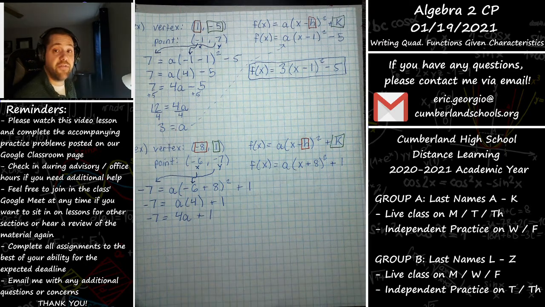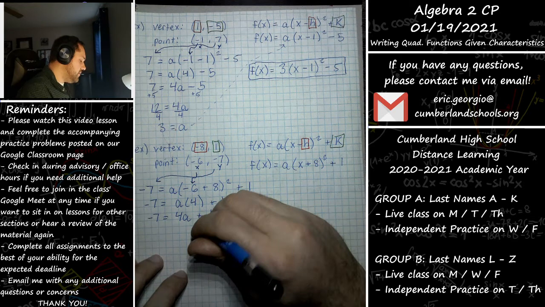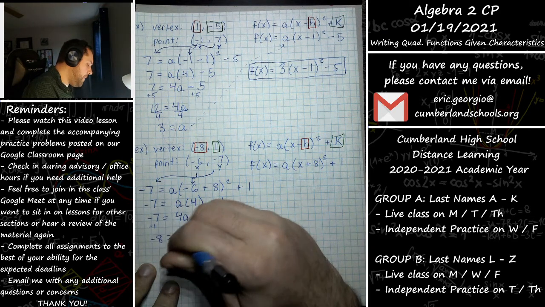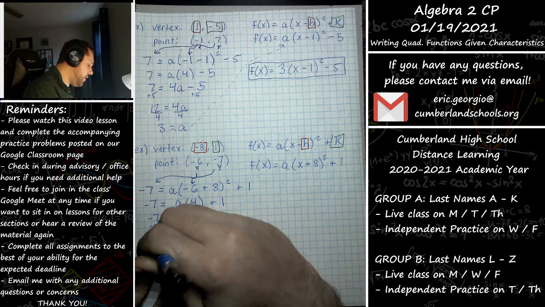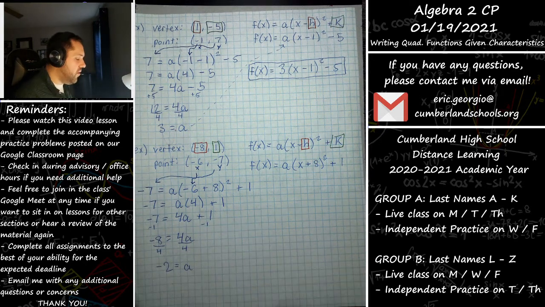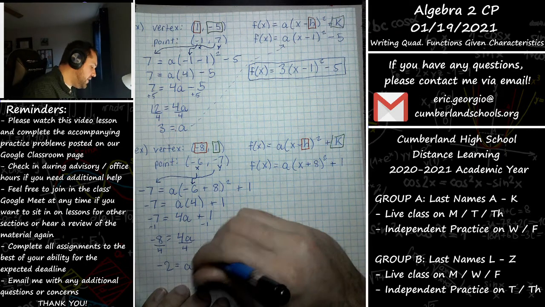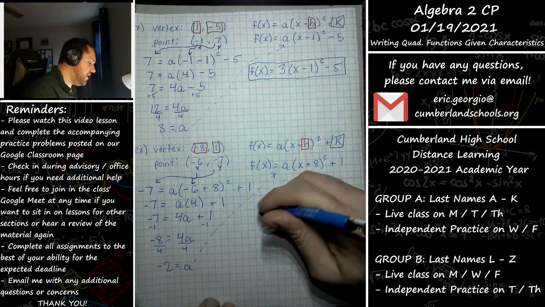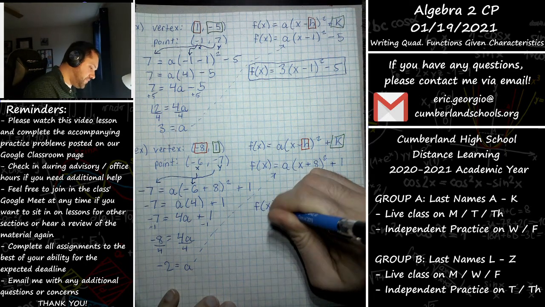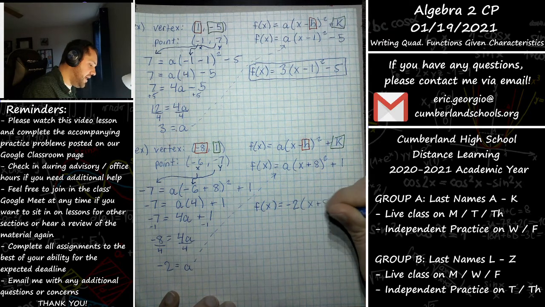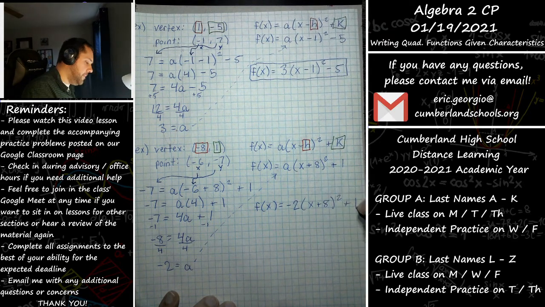And this is just solving for a now. Algebra 1. Subtract 1 from both sides. We'd get -8 is equal to 4a. Divide both sides by 4. We'd get -2 is equal to a. And now since we know that a is -2, we can take that, plop it all the way back up there, and say that our function overall should be -2 times x plus 8 squared plus 1.